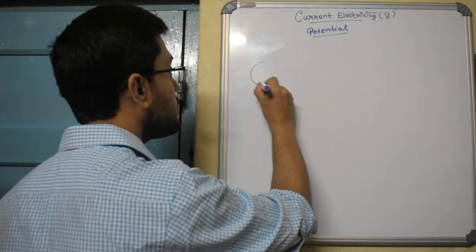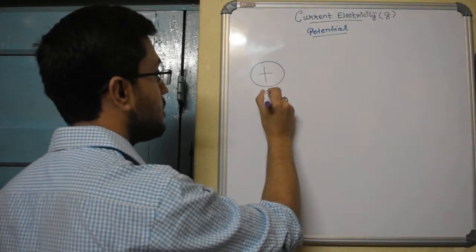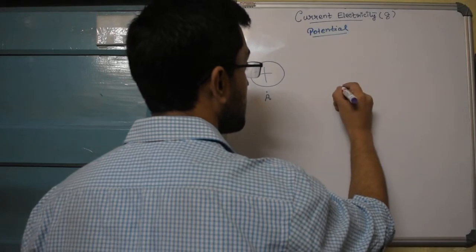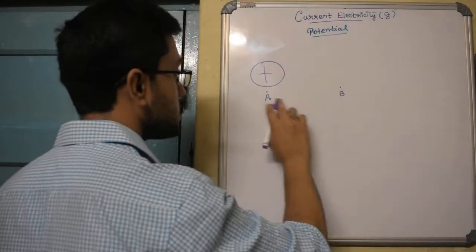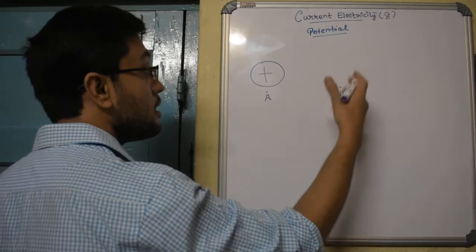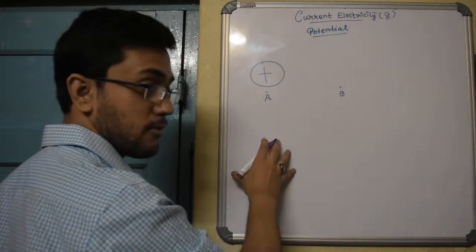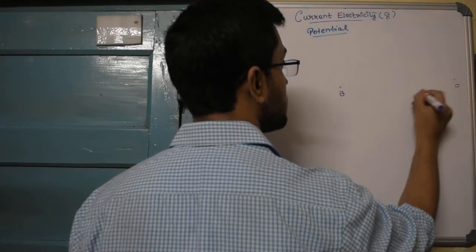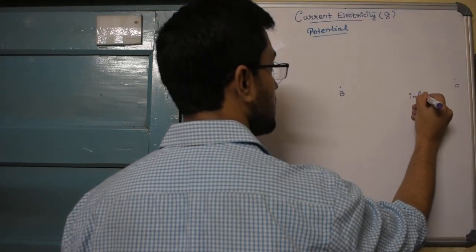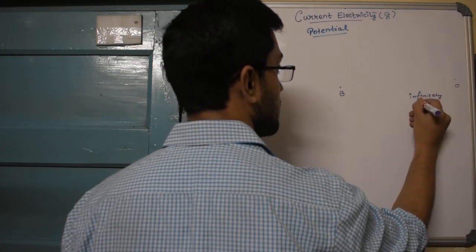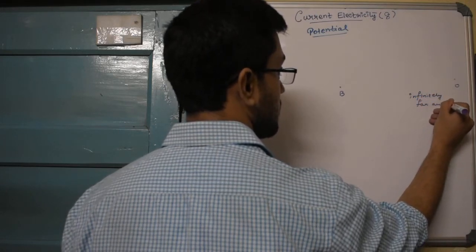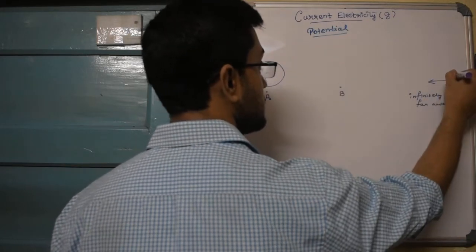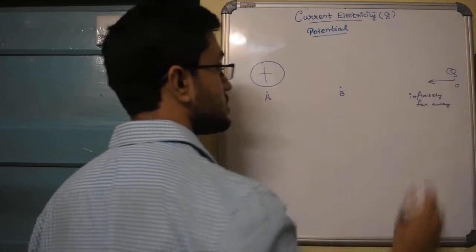So say I have a positive charge here at this point A, and I am trying to bring a test charge to the point B. This is point A, this is point B, where the influence of this positive charge can be felt, and I am bringing a charge from some arbitrary point O which is infinitely far away. So from there I am bringing a charge to the point B, and this charge has a value Q. This is a test charge.